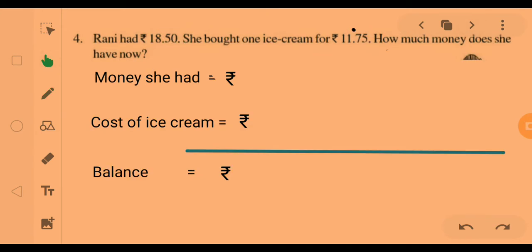Here the question is, Rani had 18 rupees 50 paise. She bought an ice cream for 11 rupees 75 paise. How much money does she have now? So how much amount she had first? 18 rupees 50 paise. What is the cost of ice cream? That is 11 rupees 75 paise. Then how do we find the balance amount Rani has now with her? That is, we have to subtract the cost of ice cream from the total money she had.